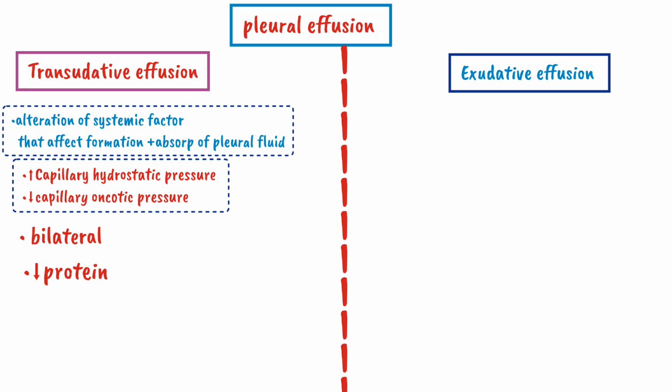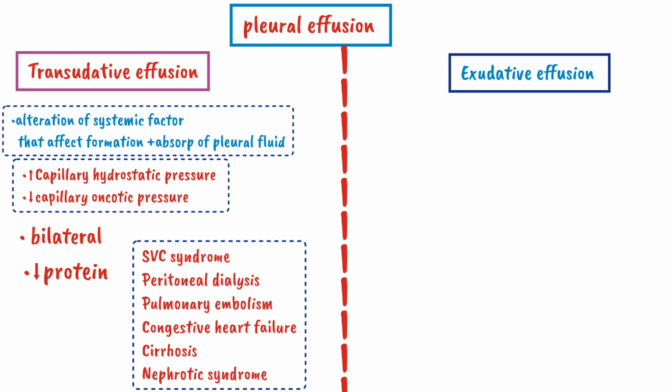The causes which lead to transudative effusion include superior vena cava syndrome, peritoneal dialysis, pulmonary embolism, congestive heart failure, cirrhosis and nephrotic syndrome. Among all of these causes, congestive heart failure is the most common cause of transudative effusion. More than 90% of cases of transudative effusion are due to congestive heart failure.